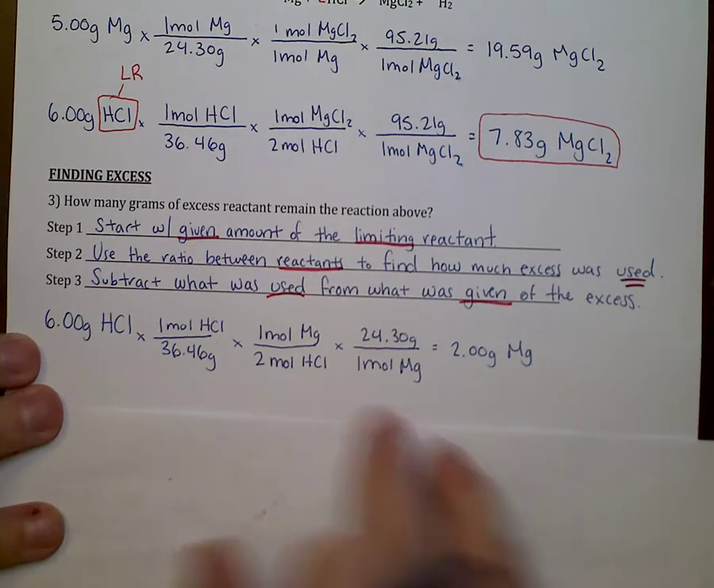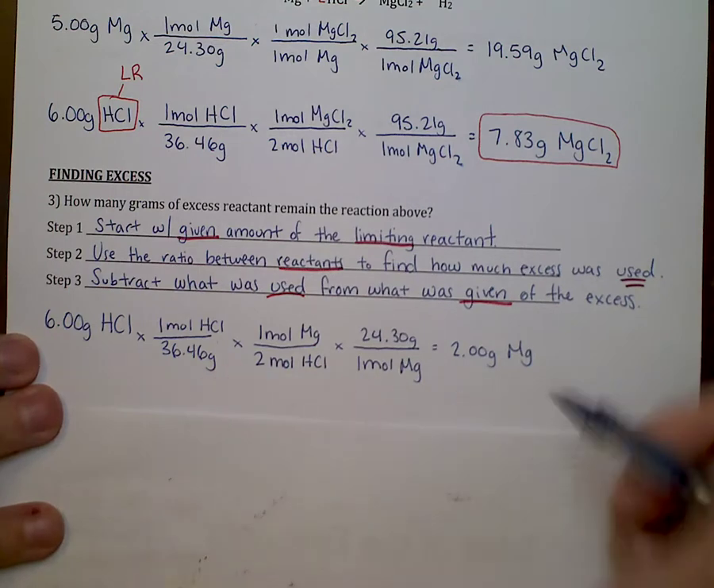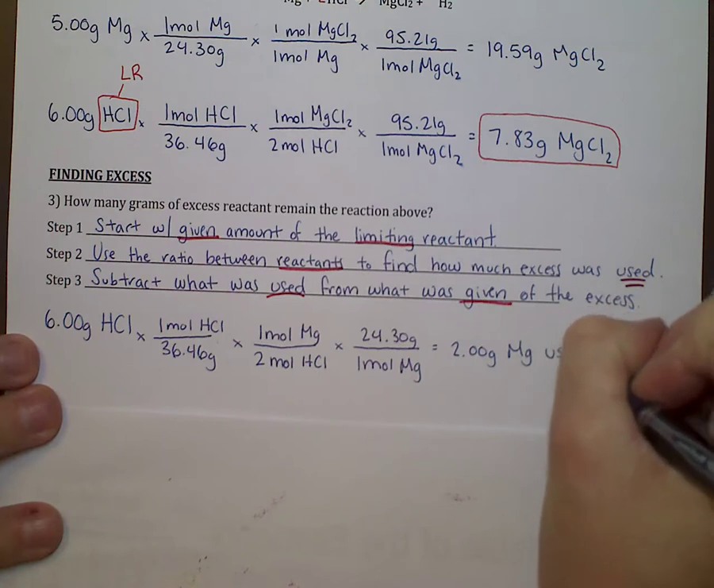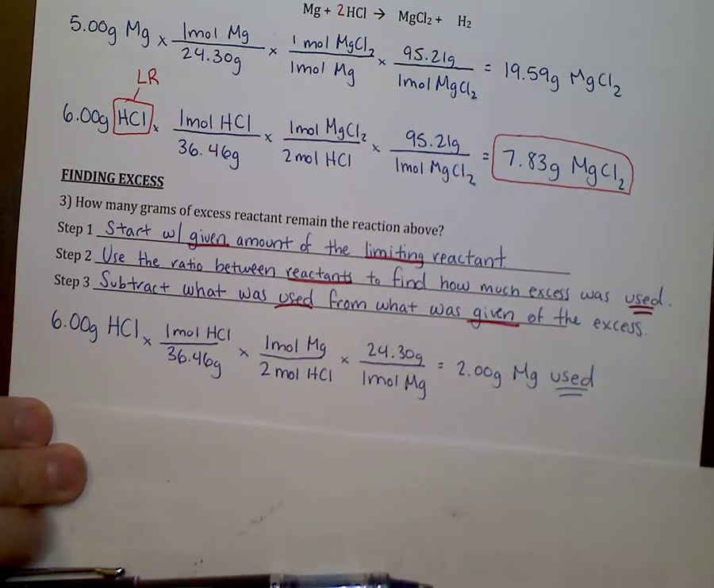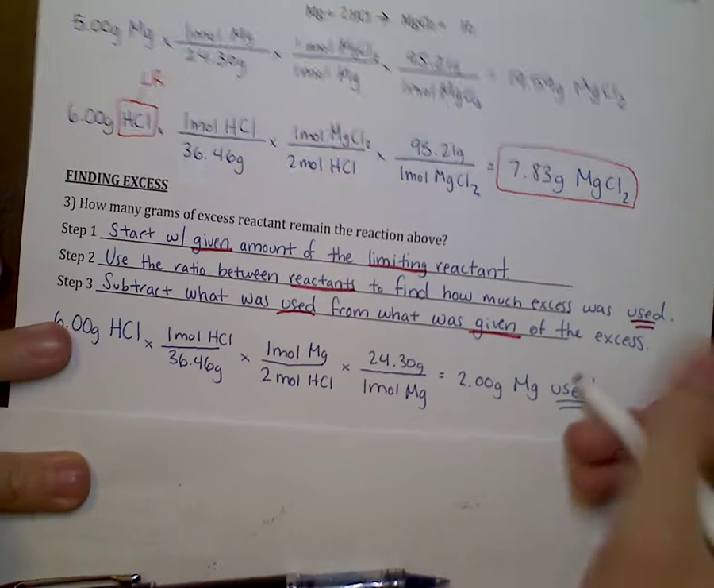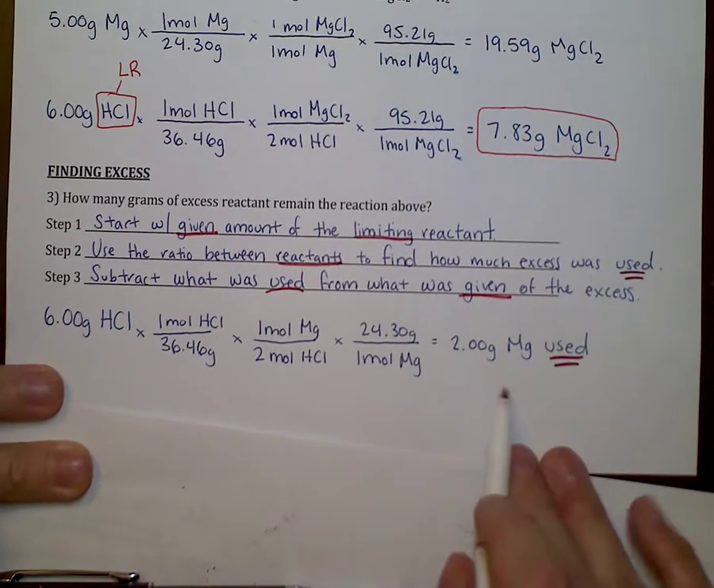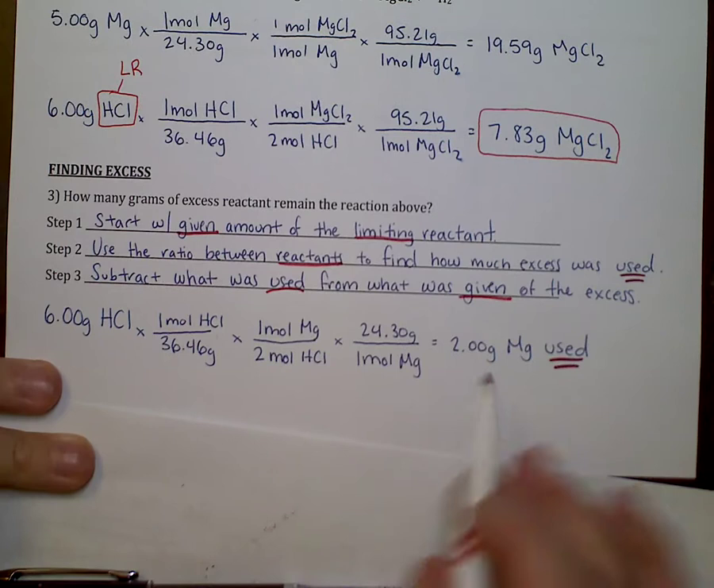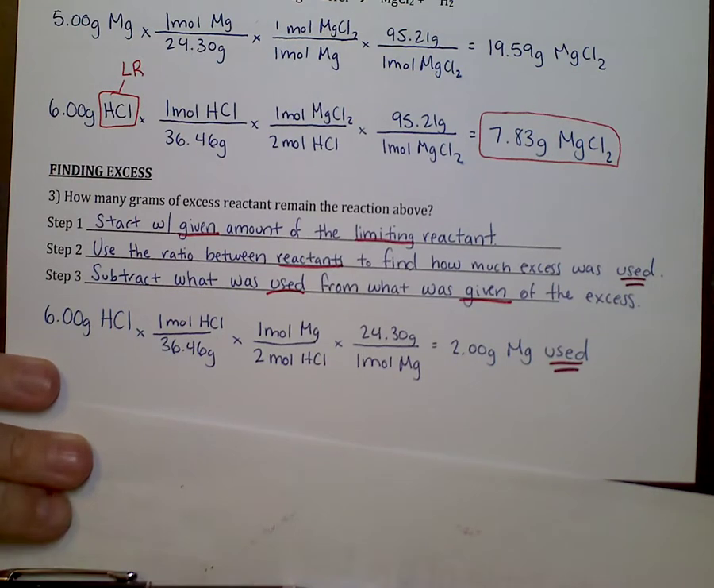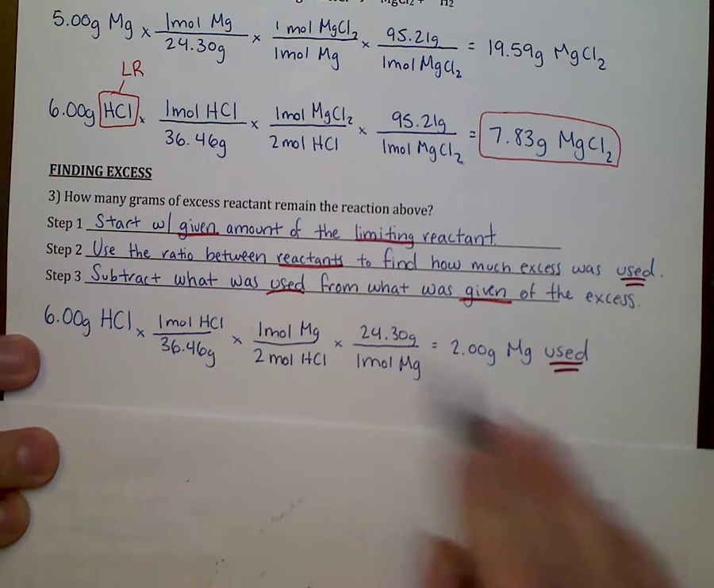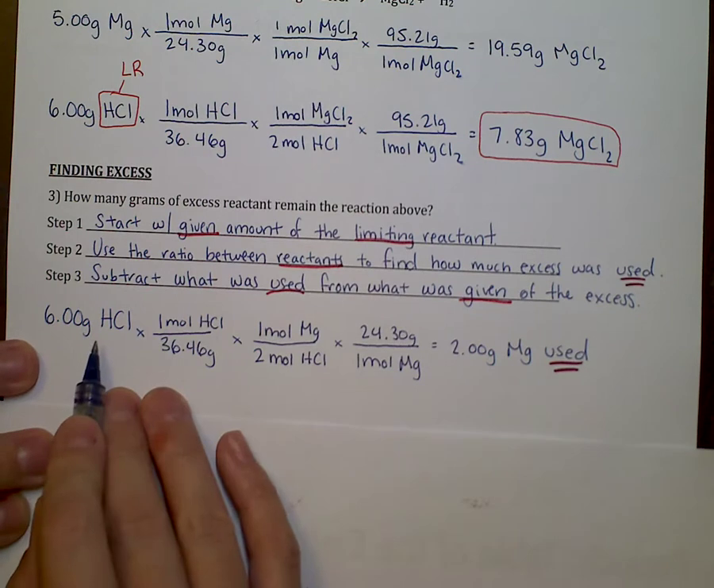So in this case, our question gives us how much of the magnesium was used. This is so important, and if you're going to make a mistake, this is the mistake you're going to make. You'll stop here, okay? So many people say, oh, this is the answer to my problem, so 2 grams of magnesium are left over, and no, that's not the last step. That was only step 2. That told us how much magnesium reacted with our limiting reactant, okay?